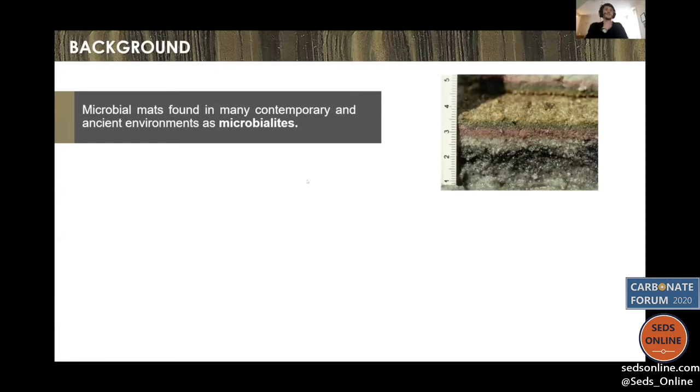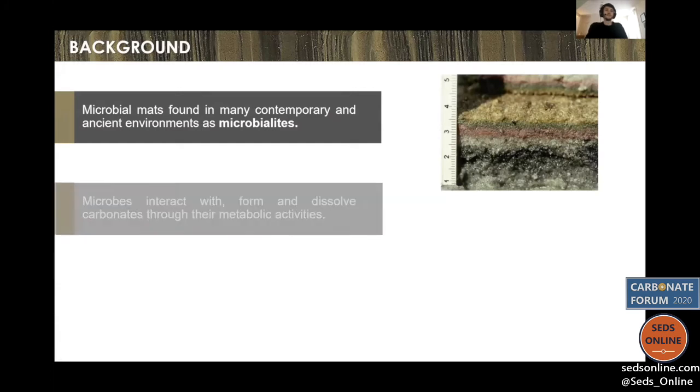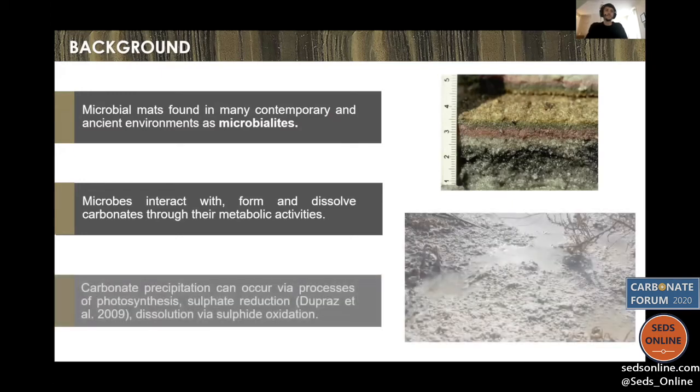So microbial mats are found in lots of different modern and ancient environments, and obviously when they become rocks, we term them microbialites. In these mats, the microbes can interact with carbonates through their metabolic activities. For example, if we consider carbonate precipitation, processes of photosynthesis and sulfate reduction can change the concentration of calcium Ca2+ ions, or they can change the pH. This can lead to processes of precipitation, or in some cases dissolution, for example, in the process of sulfide oxidation.